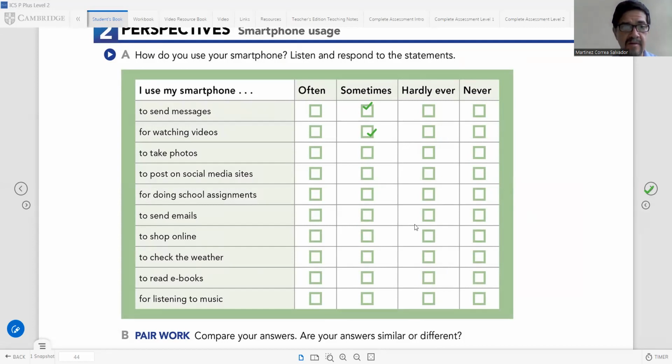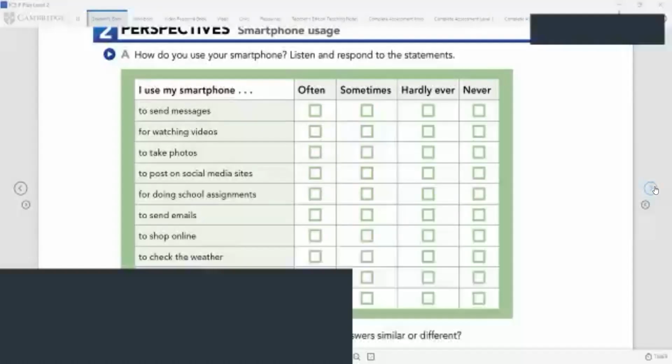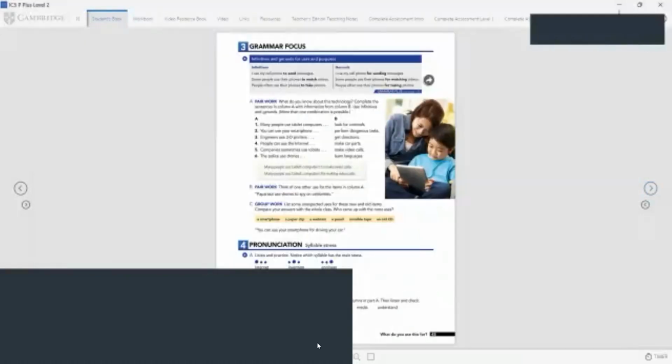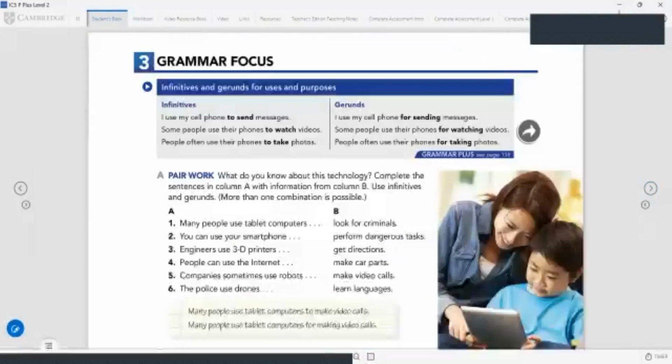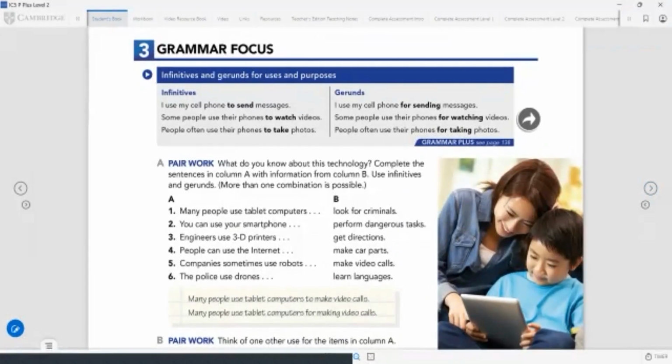So let's continue with another activity today. Now we continue with the grammar. We continue with the grammar point today, the grammar aspect today. So today we check the grammar.